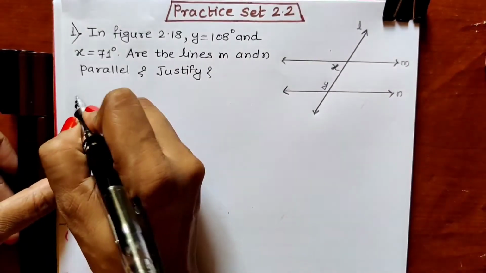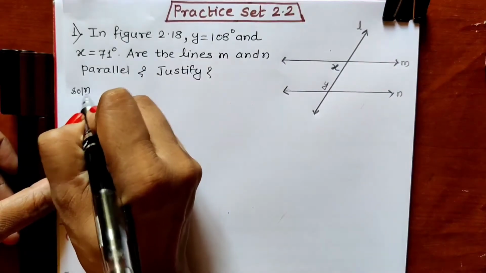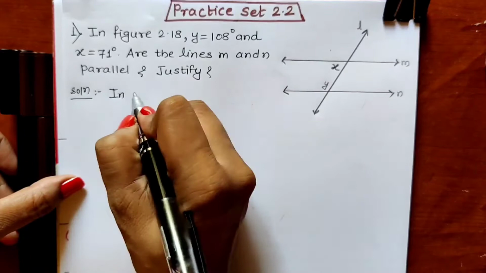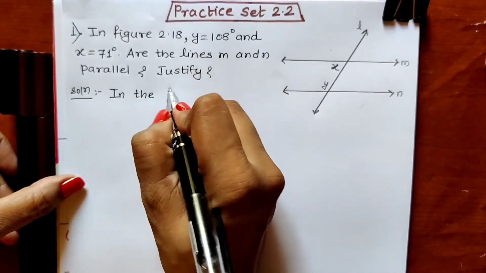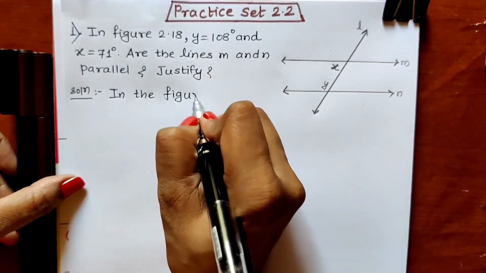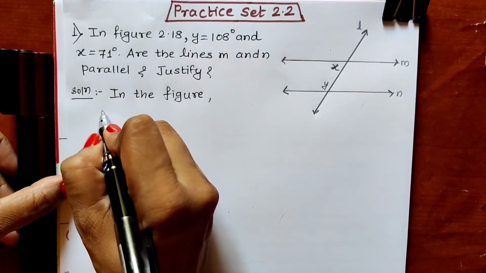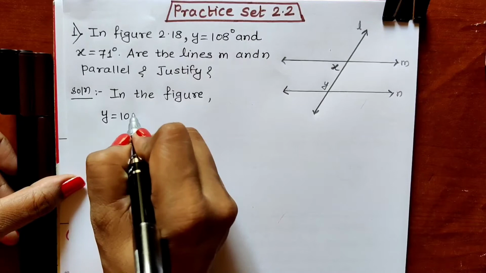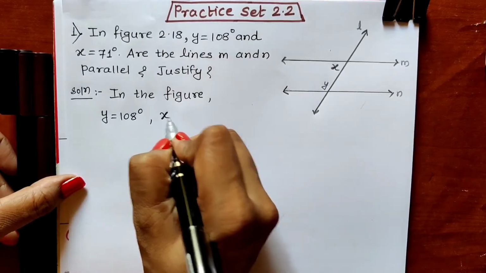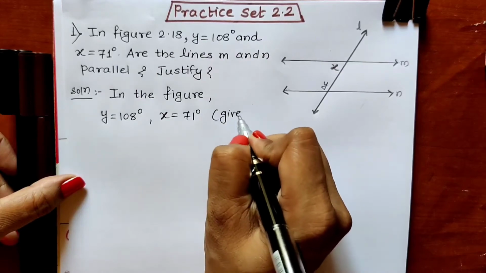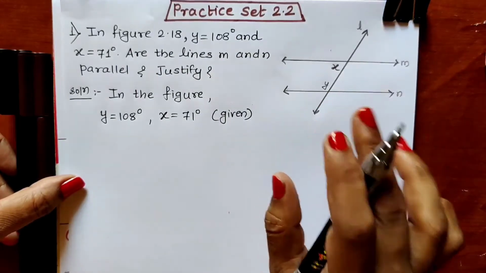So in solution we can write, in the figure whatever is given, first we should write that. Y is equal to 108 degree and x is equal to 71 degree. This is given to us.